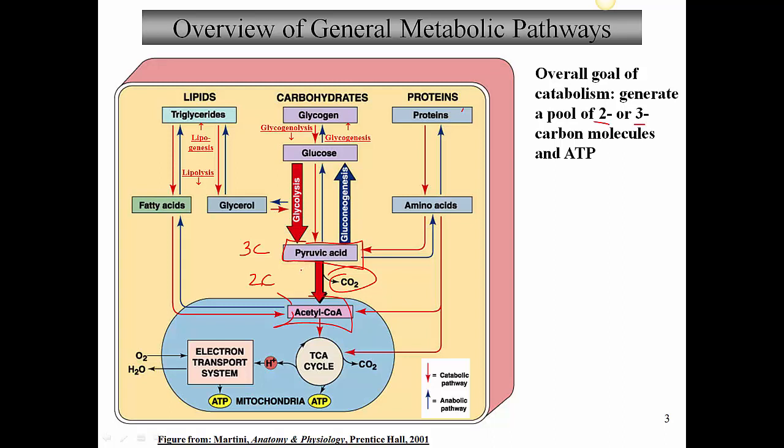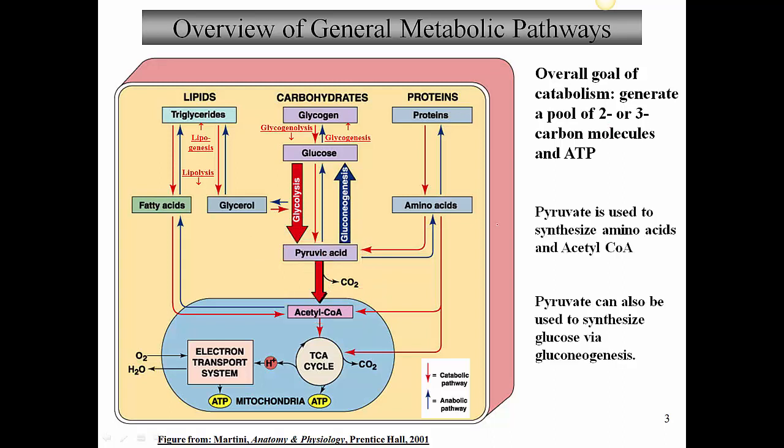Very important because these can be used to synthesize a number of things. Let's take a look first at pyruvate. You'll see that pyruvic acid is used to synthesize amino acids as well as acetyl-CoA. So we already know that pyruvic acid can be converted to acetyl-CoA in this step on the way to generating ATP. However, pyruvic acid can also be used to generate amino acids, as you see here, indicated by the blue arrow. The arrows on this diagram indicate whether we're talking about catabolism or anabolism, depending on their color. Anabolic pathways are labeled with blue arrows, catabolic pathways are labeled with red arrows.